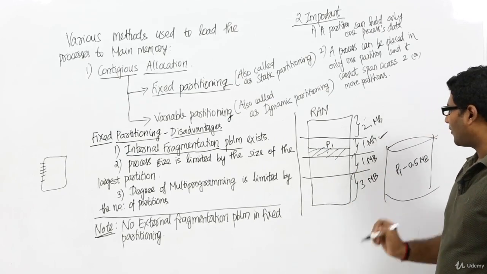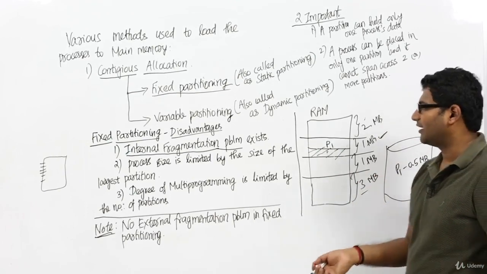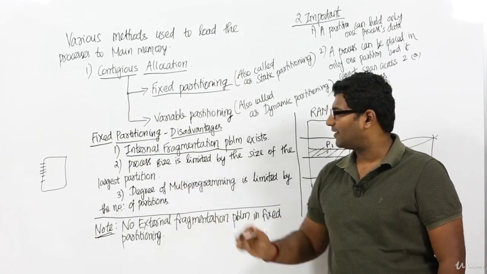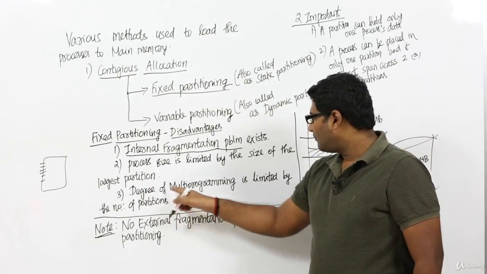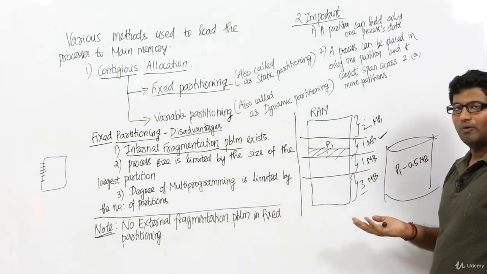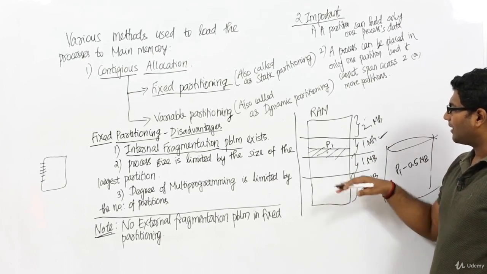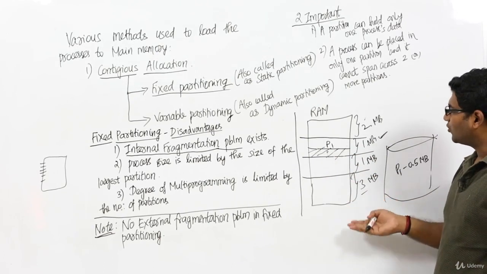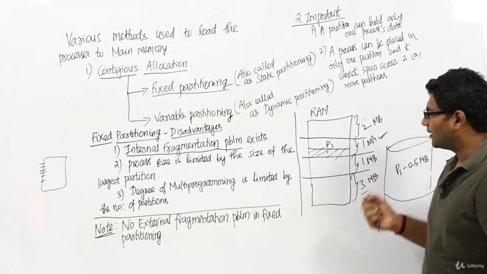So the maximum size a process can be in such kind of computers is just 3 MB, and that is actually a disadvantage. So one thing I can say is process size is limited by the size of the largest partition, and the largest partition here is 3 MB. Fine. Degree of multiprogramming is limited by the number of partitions. So in case I have 4 partitions, then I can hold only 4 processes. It is very obvious, right? Because we have divided the RAM into partitions, and we said that every partition can hold exactly one process. So in case we have 4 partitions, then we can hold only 4 processes. So that is another disadvantage.